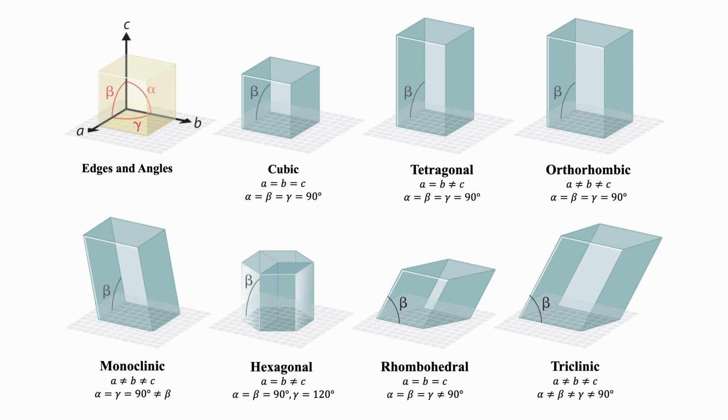Lastly, triclinic. So finally, the triclinic system has the least symmetry. In this system, none of the sides are equal and none of the angles are 90 degrees. This irregularity makes triclinic crystals the least constrained in terms of symmetry, giving them a unique and highly asymmetrical shape.